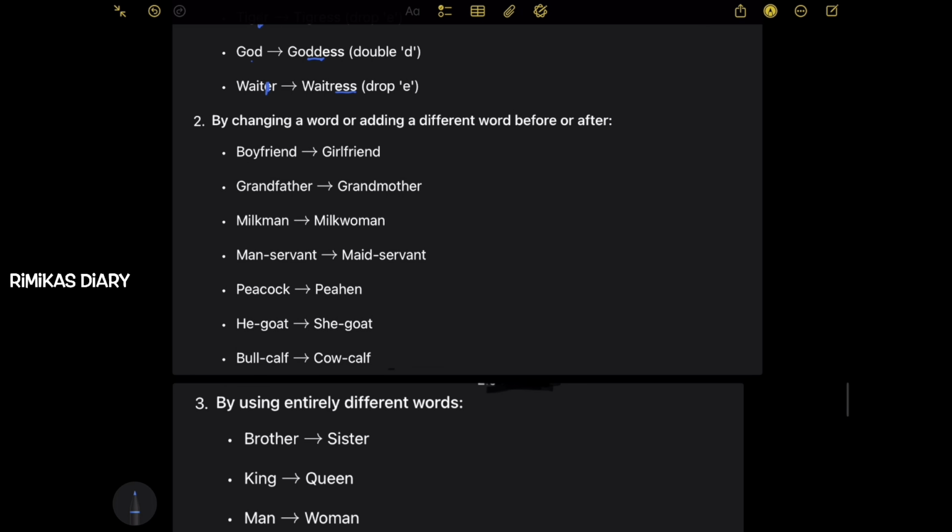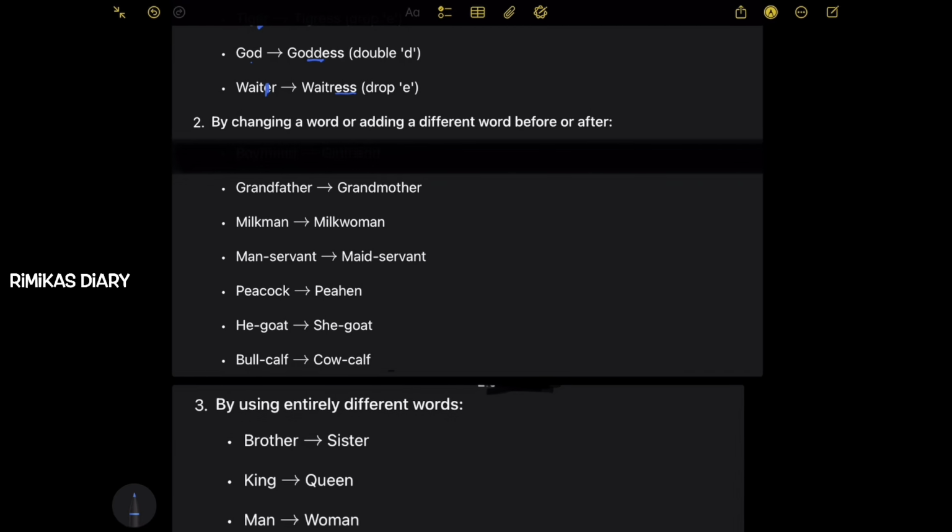Next, by changing a word or adding a different word before or after. So grandfather, grandmother. So here you change the father into mother. Milkman, milkwoman. Manservant, maidservant. Peacock, peahen. He-goat, she-goat. Bull calf, cow calf.